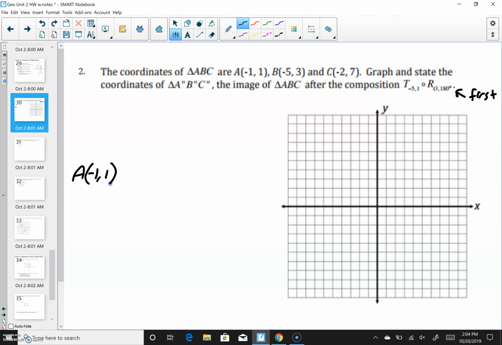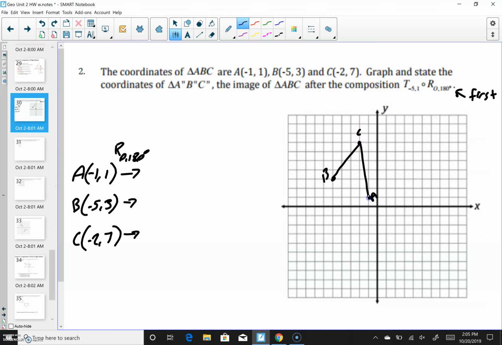So our first one is A (-1, 1), B (-5, 3), and C (-2, 7). And we're going to look at what happens first when we do our rotation about the origin of 180 degrees. So we'll focus on that piece first. I'm going to start by plotting my original one. So there's A, 1, 2, 3, 4, 5, 3. There's B, and -2, 3, 4, 5, 6, 7. So there's C, B, and A.